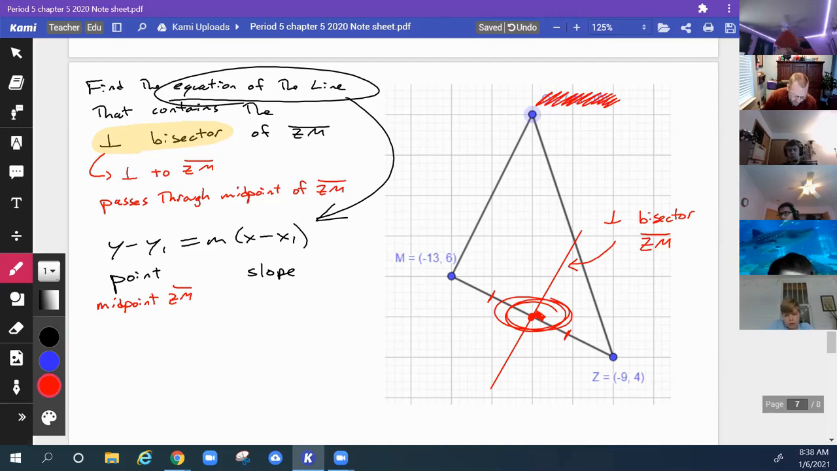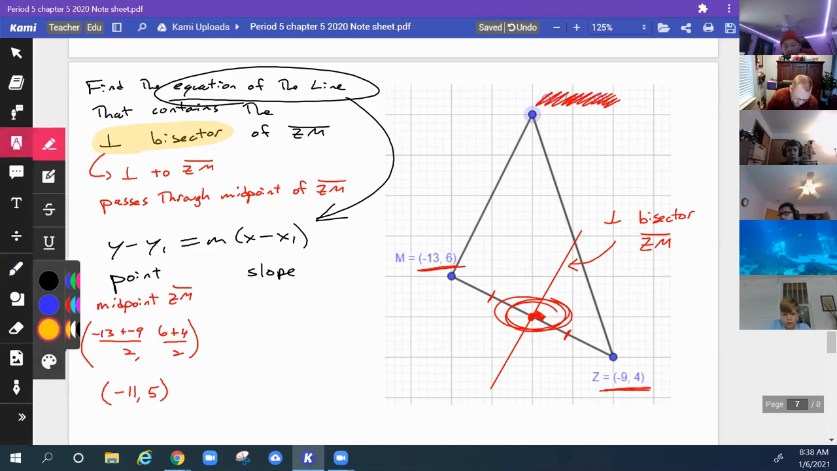So if I want to find the point, remember the midpoint. I'm using negative 13.6 and negative 9.4. So the midpoint is going to be negative 11.5. So negative 11.5, that's going to be the point. My point is the midpoint, negative 11.5.